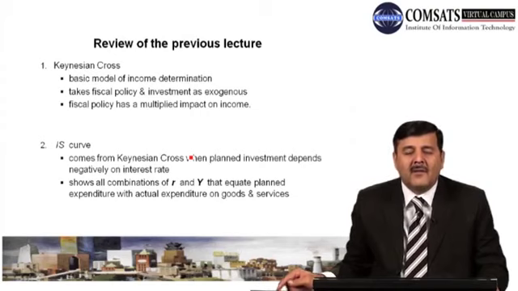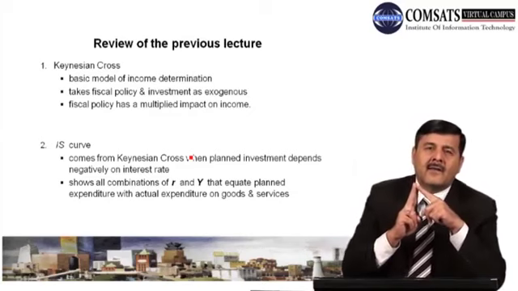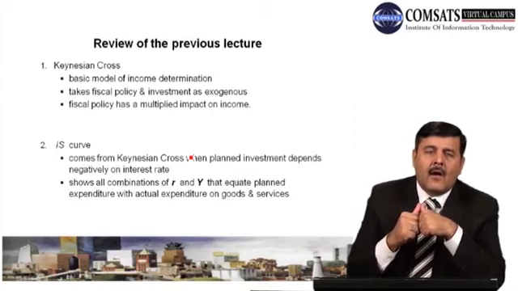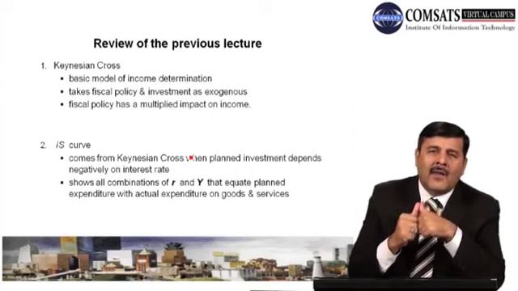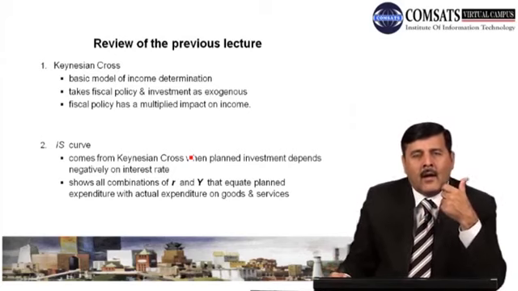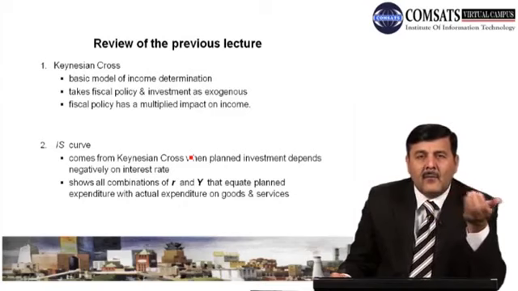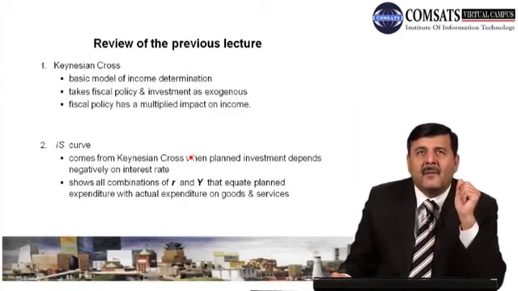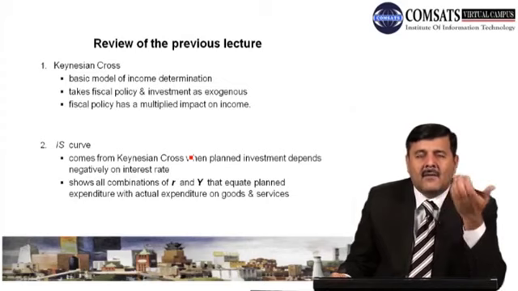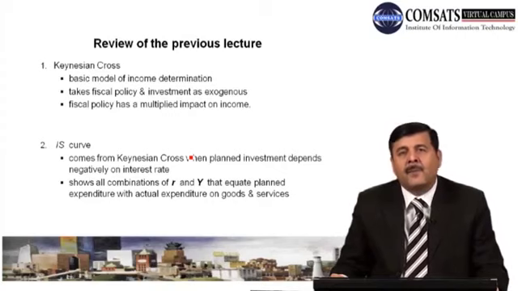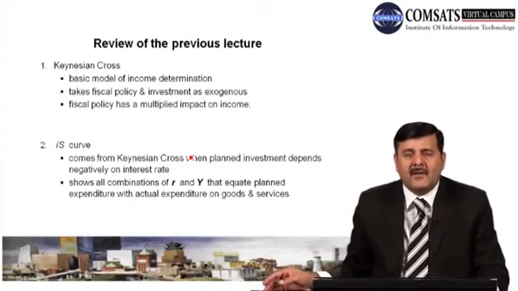So this is all about what we have learned in the previous class. We have learned two things in the previous lecture. One was the Keynesian cross, how according to Keynes or the group of Keynesian economists, we determine national income, the level of income in the economy, by using planned expenditure and the income line. And then using that Keynesian cross, we determined the IS curve, the investment saving curve. It shows the combination of rate of interest and income which brings equilibrium in the goods market. So this was all about the previous lecture.